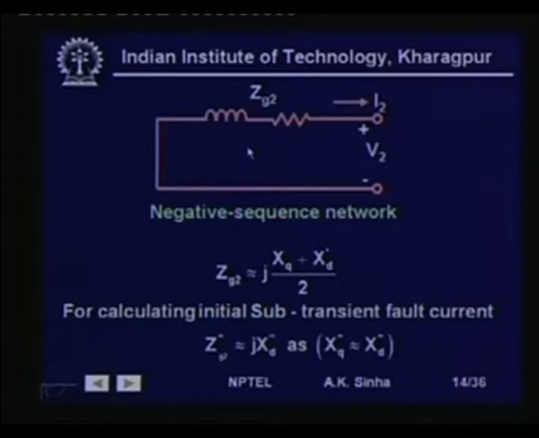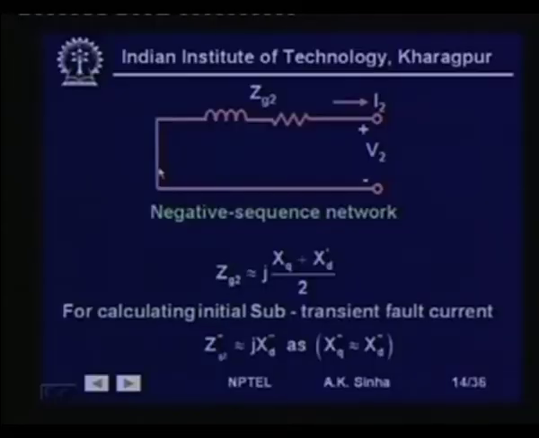Now, negative sequence network. Normally, a generator is designed to generate positive sequence voltage, it does not generate any negative sequence voltage. So, there will not be any voltage source in this case. So, there is no voltage source for the negative sequence network. Now, what about the impedance? How do we find the impedance to the negative sequence currents flowing in the generator?